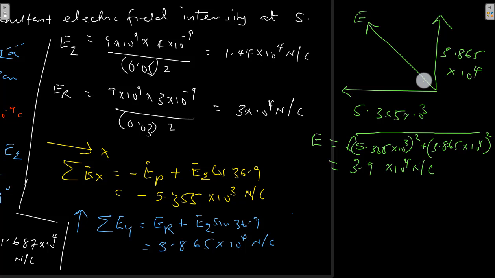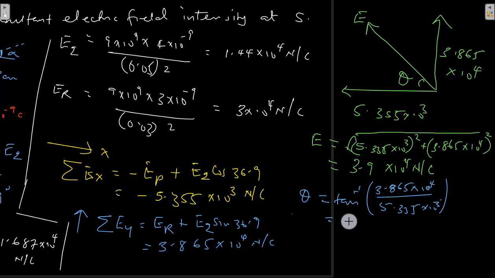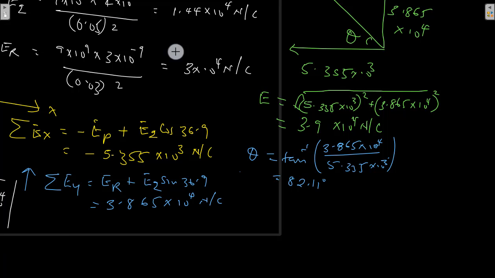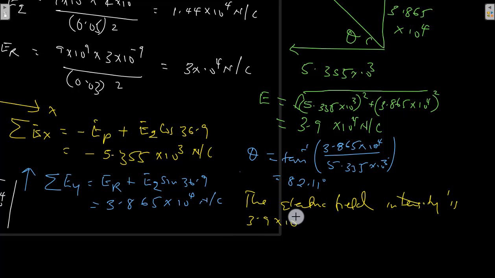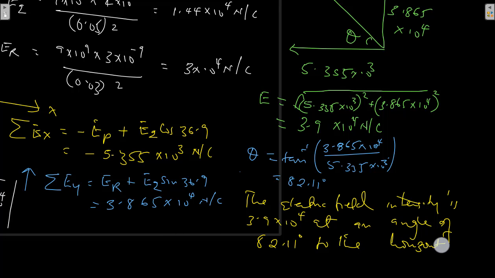Let's go ahead and find the direction of this force with respect to the horizontal. Let's introduce an angle, maybe theta. So theta is going to be arctan of the vertical, 3.865 times 10 to the 4, divided by 5.355 times 10 to the 3. That's about 82.11 degrees. Okay, so our final answer here is that the electric field intensity is 3.9 times 10 to the 4th power newtons per coulomb at an angle of 82.11 degrees to the horizontal. Okay, that's perfect.